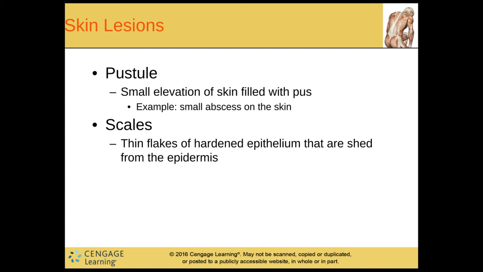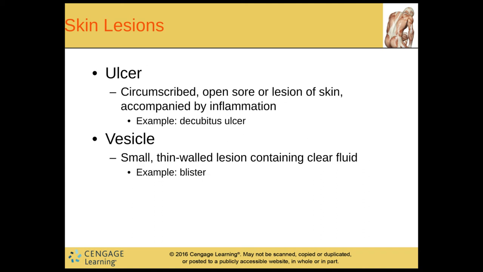It's kind of hardened epithelium, which epithelials are skin cells that are shed from the epidermis. And then an ulcer, this is a circumscribed open sore or lesion of the skin, accompanied by inflammation. It's just a little opening of the skin. A vesicle is a small, thin-walled lesion containing clear fluid. So a blister, right?